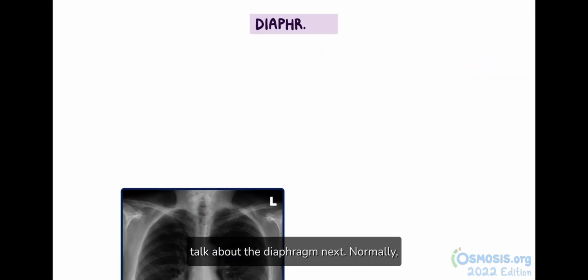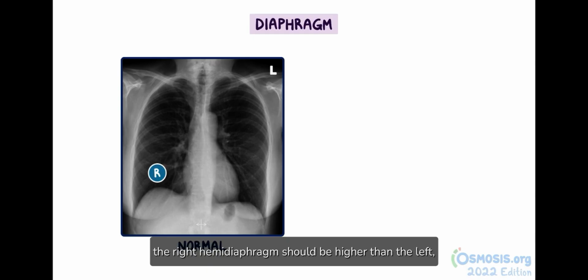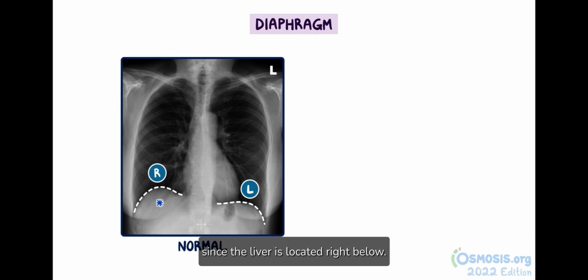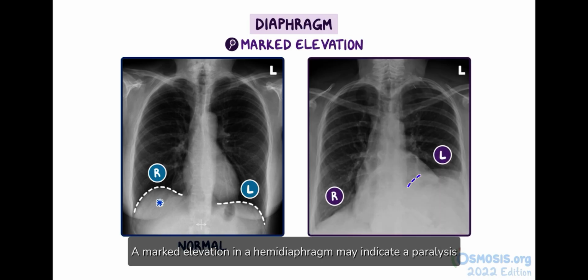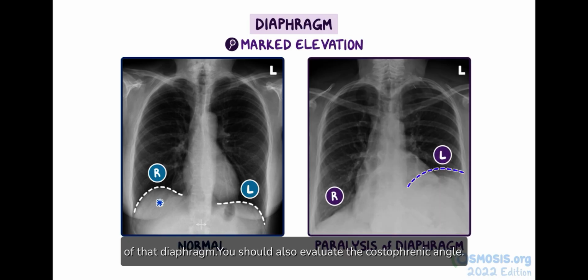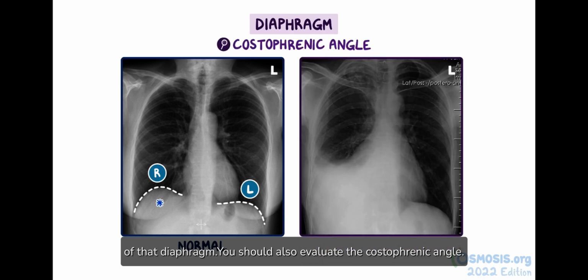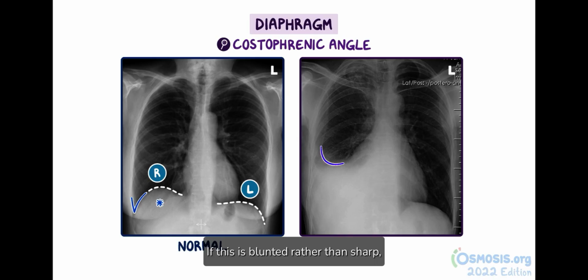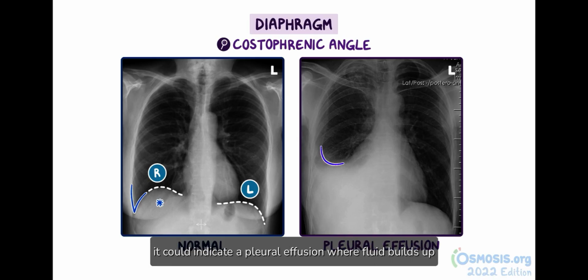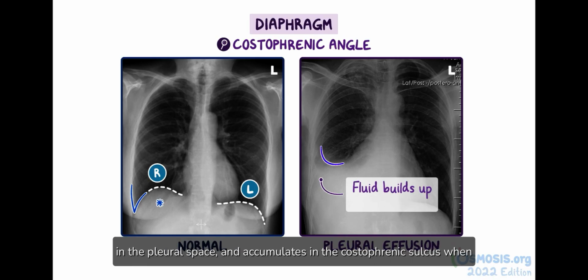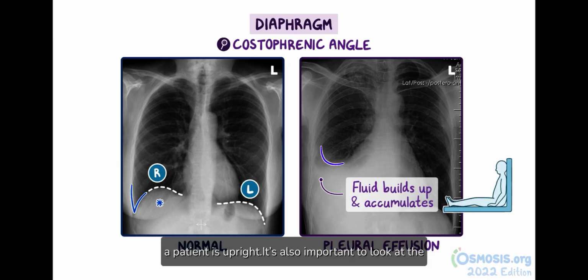Let's talk about the diaphragm next. Normally, the right hemidiaphragm should be higher than the left, since the liver is located right below. A marked elevation in a hemidiaphragm may indicate a paralysis of that diaphragm. You should also evaluate the costophrenic angle. If this is blunted rather than sharp, it could indicate a pleural effusion, where fluid builds up in the pleural space and accumulates in the costophrenic sulcus when a patient is upright.